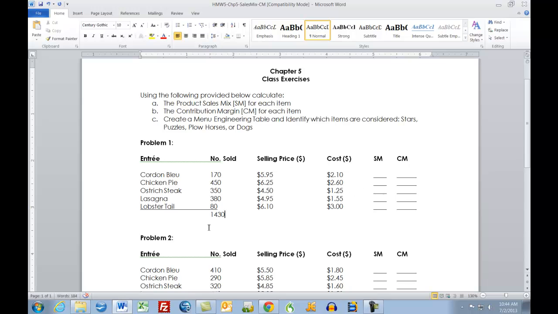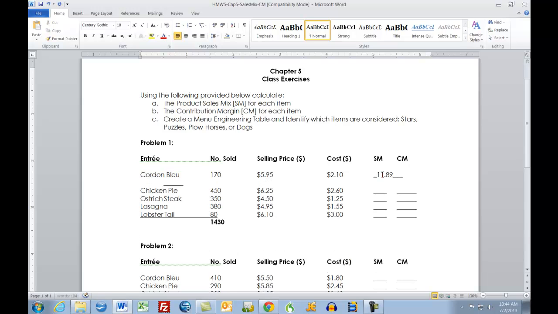The next thing you need to do to calculate the sales mix is take each one of these items and divide it by that total amount. So cordon bleu is 170 divided by 1430, and that should give us a sales mix of approximately 11.89%. To calculate the contribution margin, all you have to do is take the selling price and subtract the cost. So I'm going to put a minus sign right there, and take 595 minus 210, and the contribution margin for that particular item is going to be $3.85.